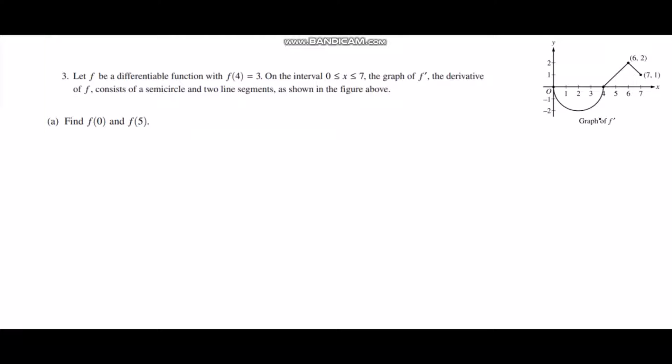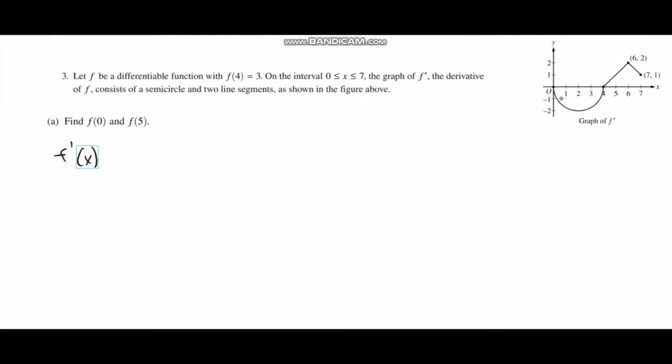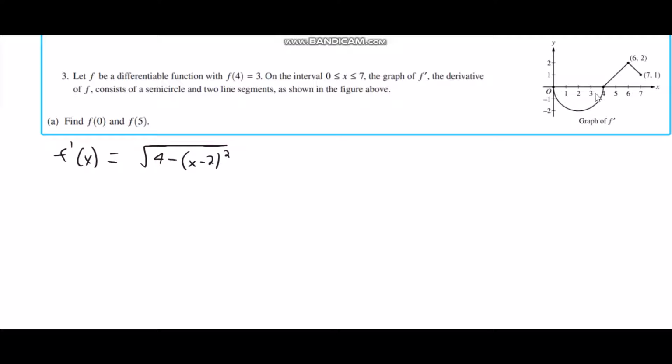So what I'm going to do is write an equation for f prime. So we have f prime of x, and I'm going to do f of 0 first. We were told that this is a semicircle right here, so we want to write the equation of a semicircle. This is going to be the square root of the radius squared minus x minus 2 squared. That's because this semicircle is shifted 2 units to the right.